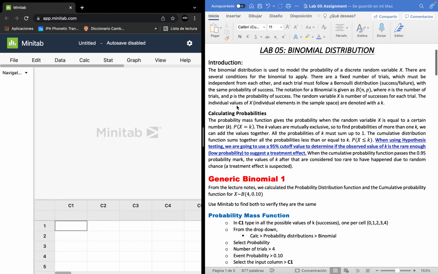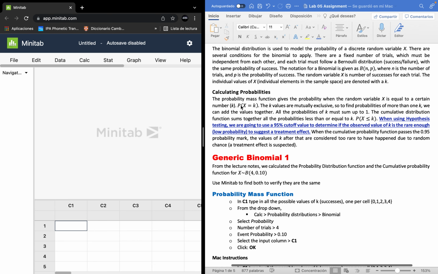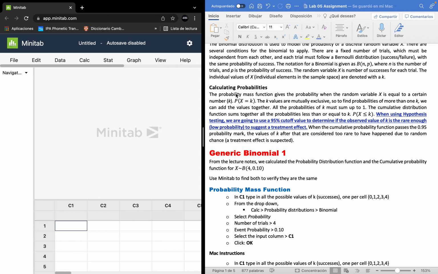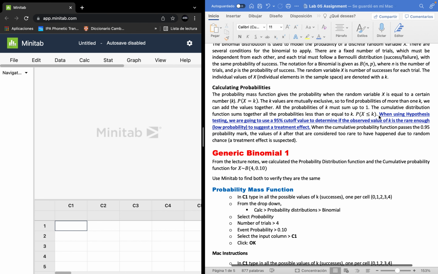So here we have to read something. Calculating probabilities. The probability mass function gives the probability when the random variable x is equal to a certain number. Again, you can see the video for the binomial. But this part is going to be important. When using hypothesis testing, we're going to use a 95% cutoff value to determine if the observed value of k is rare enough, low probability, to suggest a treatment effect.